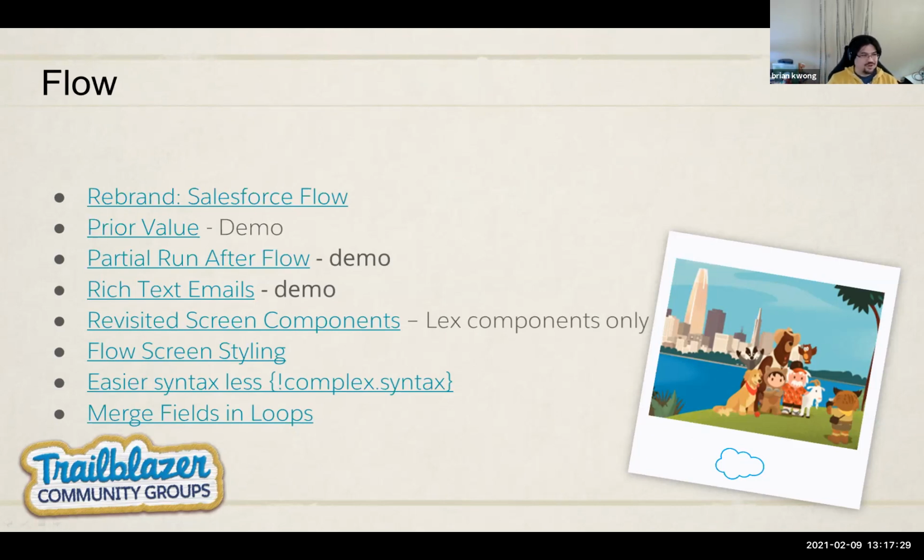The release notes called this partial run after flow. I think it's kind of a weird name for it. It essentially is scheduled actions. So if you're familiar with Process Builder, you have these choices where you can have the action happen immediately when the record gets saved, or you can have it scheduled based off of a date or like X many hours or minutes from the time that the record was saved. You could do that now in Flow.